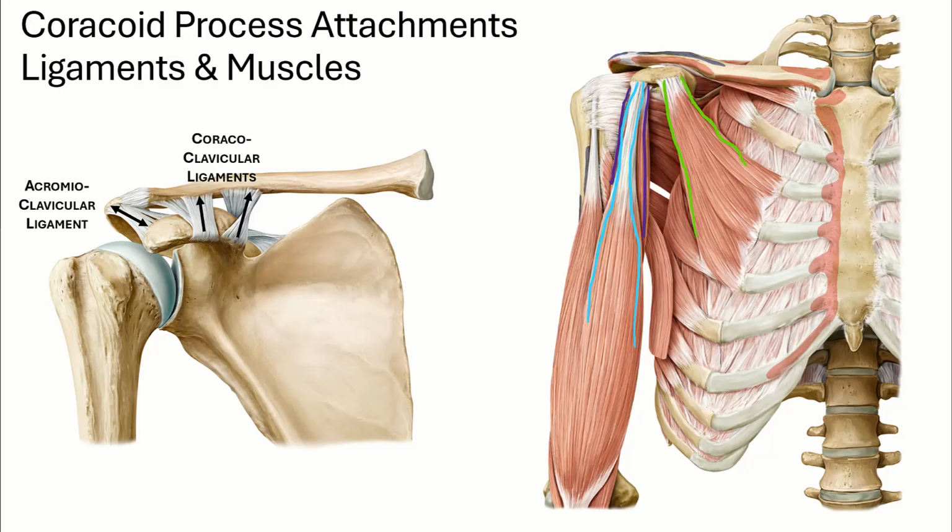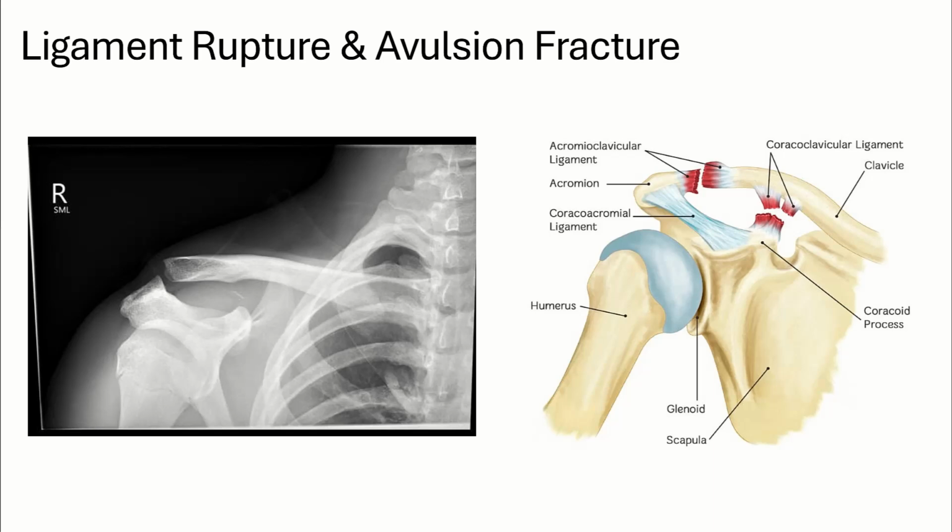There are 2 main ligaments, the acromioclavicular and the coracoclavicular, which has 2 regions, if you want to be picky, that help connect the scapula to the clavicle. There are 3 muscles that also attach here: the short head of the biceps brachii in blue, the coracobrachialis in purple, and the pectoralis minor in green. An AC joint separation is the most common way to damage the coracoid process.